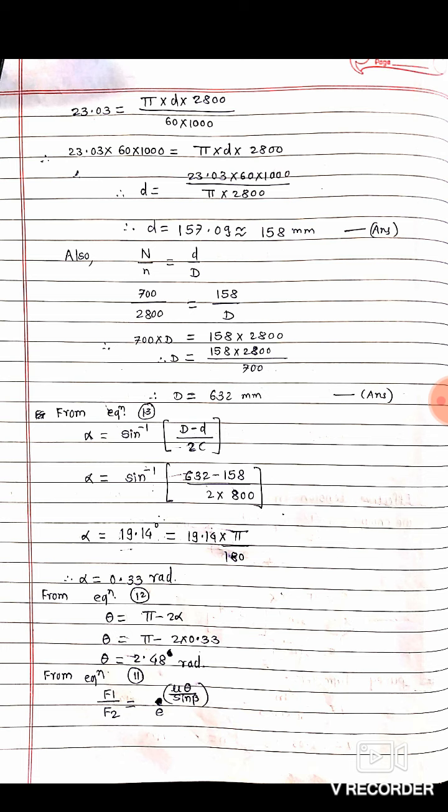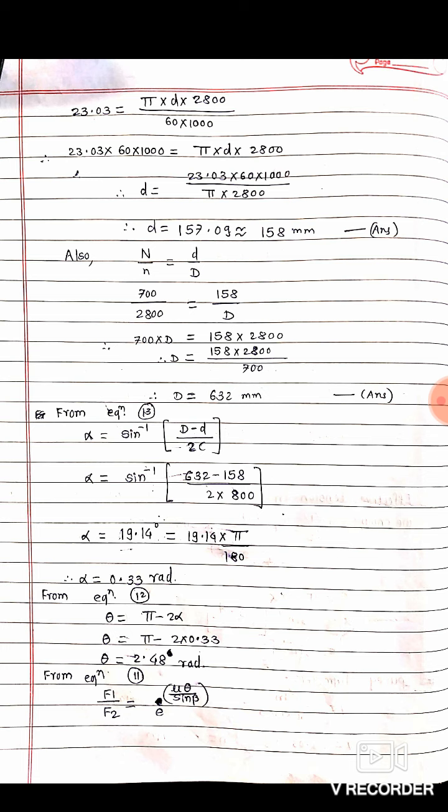Substituting the values, therefore 700 divided by 2800 is equal to 158 divided by capital D. Then we take cross multiplication, therefore 700 into capital D is equal to 158 into 2800. Therefore D is equal to 158 into 2800 divided by 700. And now we get the answer, that is capital D is equal to 632 mm. This is our second diameter. We get both the diameters.